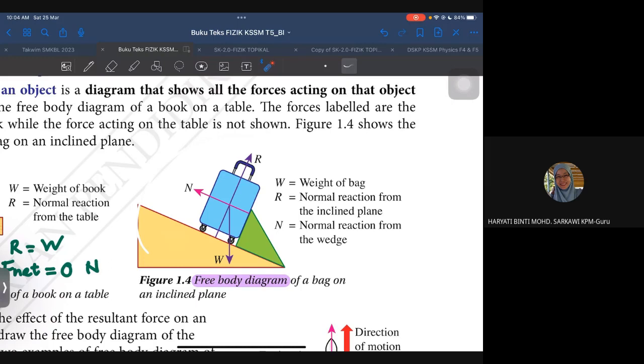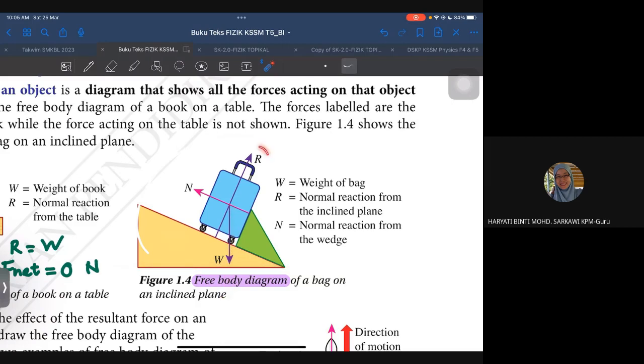More complicated diagram. You can still see W, and you can still see R. But now R and W are not opposite. There is an angle in between them. Can see, right? Like that. Okay. What number one that you must have in your mind is W, weight, is always 90 degrees to the ground. Where is the ground? This is the ground, means to the earth. So weight will always be 90 degrees to the ground.